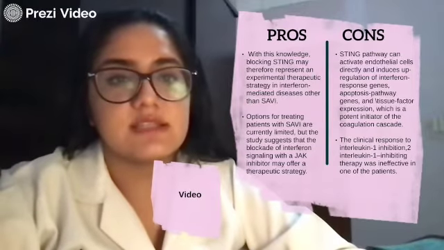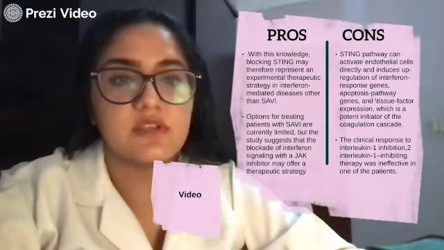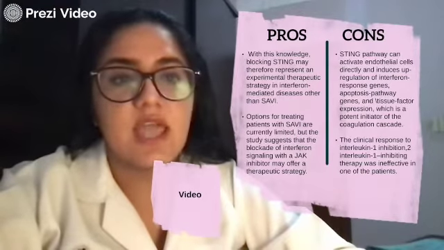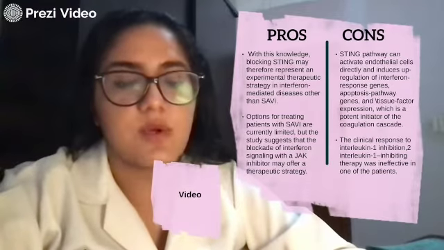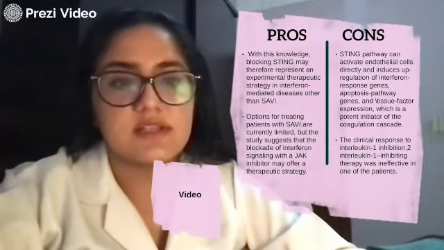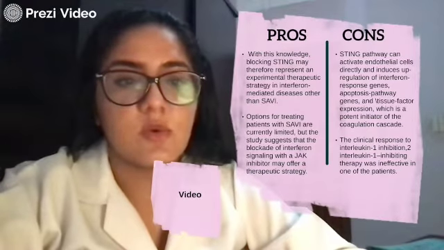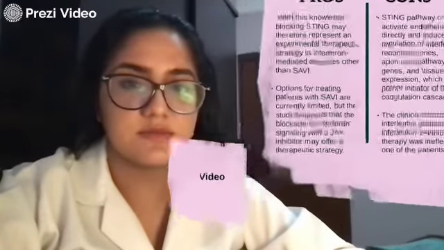But the cons are that the STING pathway can activate endothelial cells directly and induce upregulation of interferon response genes, apoptosis pathway genes, and tissue factor expression, which is a potent initiator of the coagulation cascade. Also, the clinical response to interleukin-1 inhibiting therapy was ineffective in one of the patients.